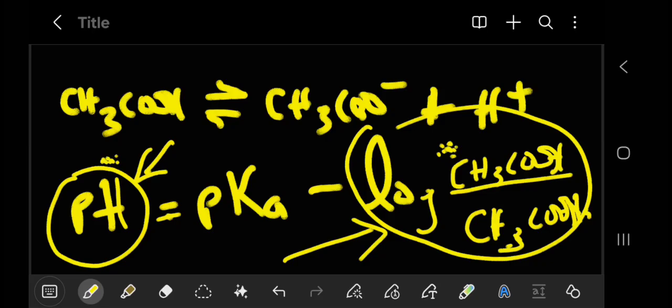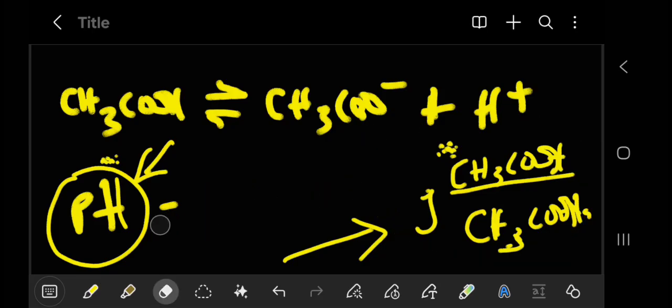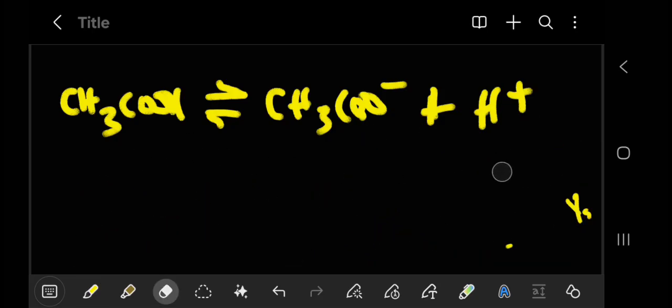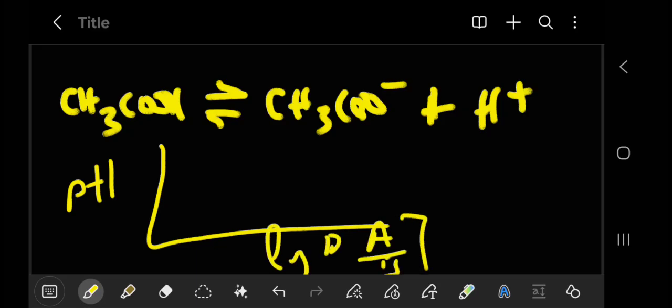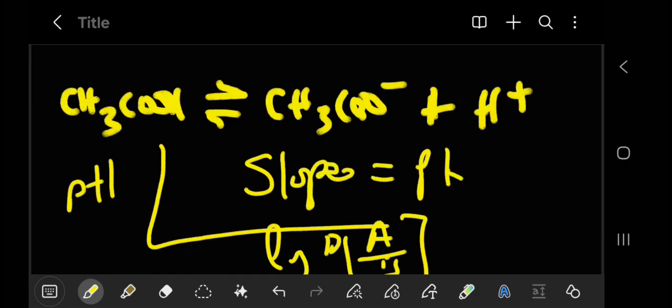So whatever you get as your slope, once you've plotted the graph of pH against the log 10 of the acid and base, I'm not going to tell you what sort of graph you're going to get. It depends on the graph you get based on your own correct deduction and observation. But the value you derive from this graph is going to be your pKa.